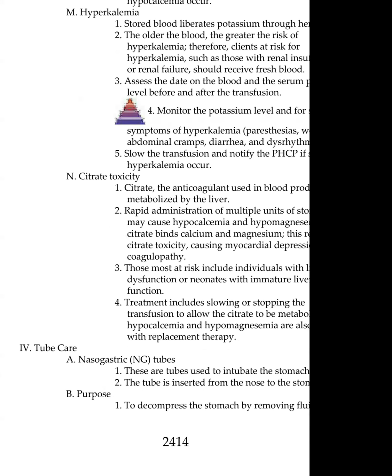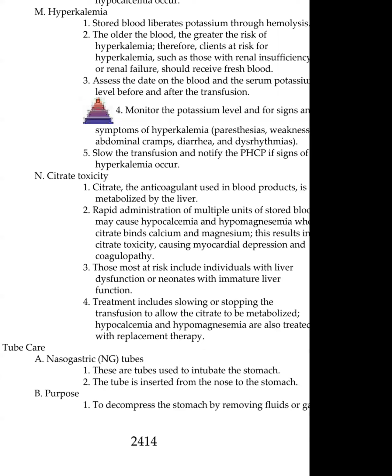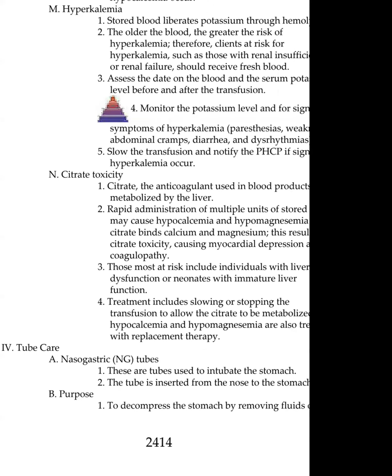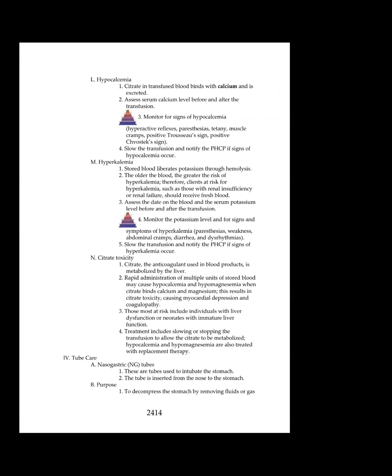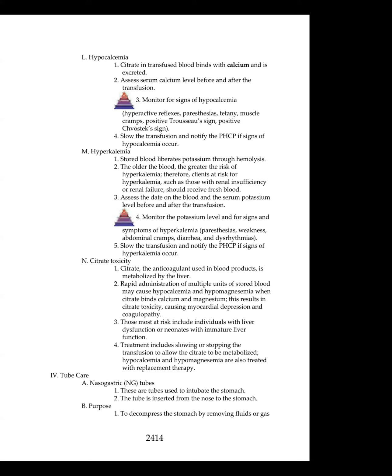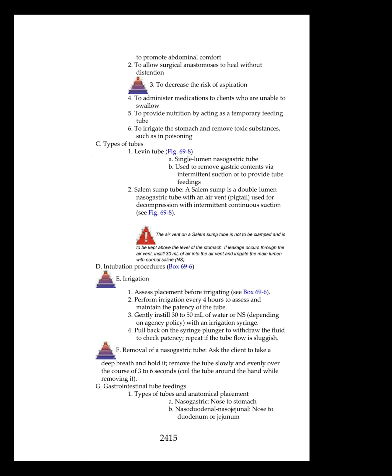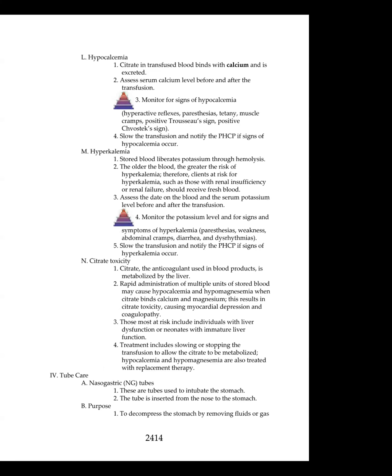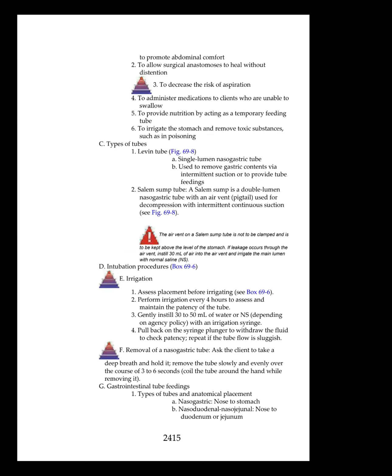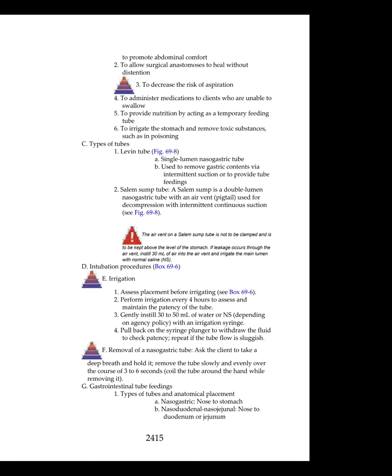Now regarding tube care, the nasogastric tube. This tube is used to intubate the stomach. The tube is inserted from the nose to the stomach, which we learned in first year BSc nursing regarding Ryle's tube feeding. The purpose is to decompress the stomach by removing fluid or gas to promote abdominal comfort. We do RT aspiration to decompress the stomach. You need to remember this statement. It also allows surgical anastomosis to heal without distension.